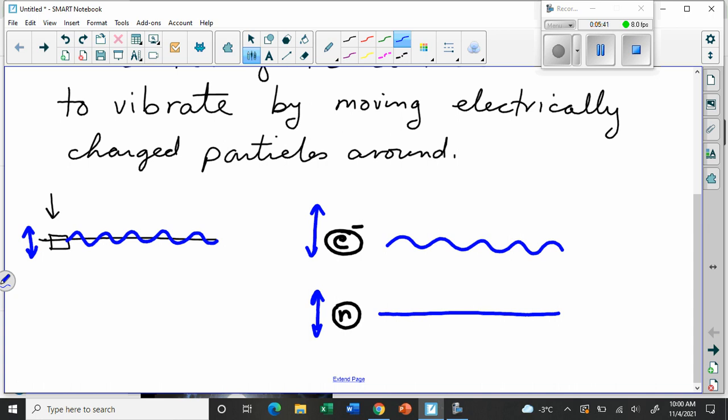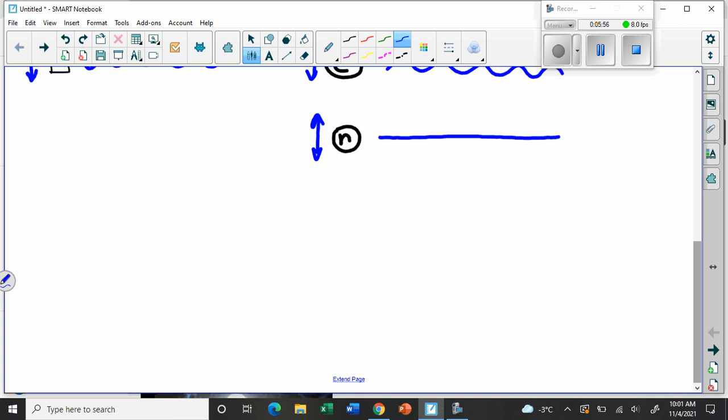So, how do we make light? Well, we make electrons jiggle and wiggle and vibrate around. And there's actually many different ways that you can do that. So, let's have a look at some of the different ways we can make electrons wiggle and jiggle.